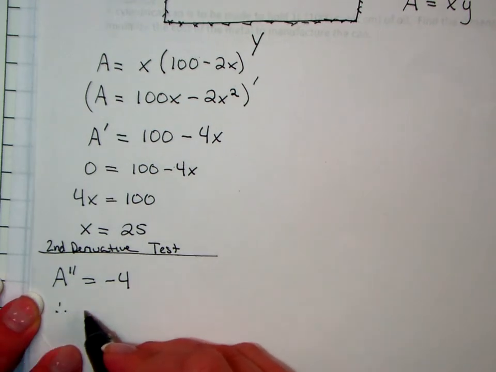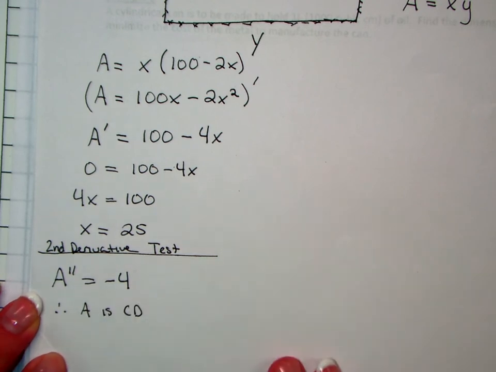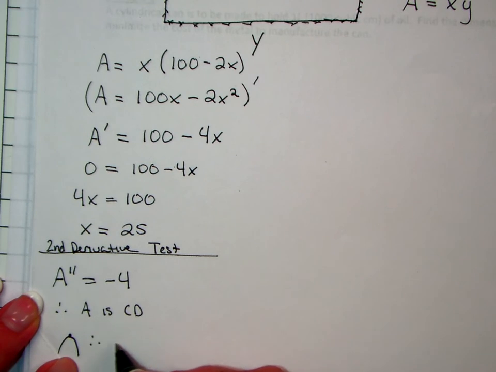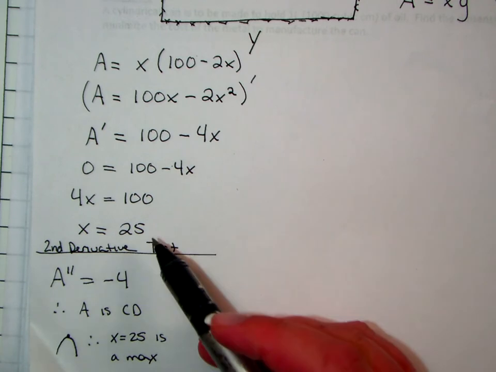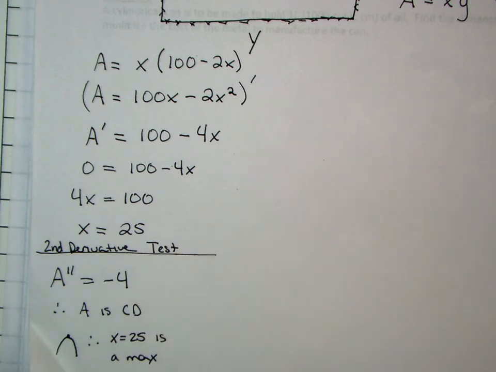So therefore, our function A is concave down. And if our graph is always concave down, then the point where our derivative is 0 is a max. Therefore, x equals 25 is a max. This is what your second derivative test is going to look like. So in equations where we get two numbers here, one of them is probably going to be a max and one's going to be a min, and the second derivative test is going to help tell us that.